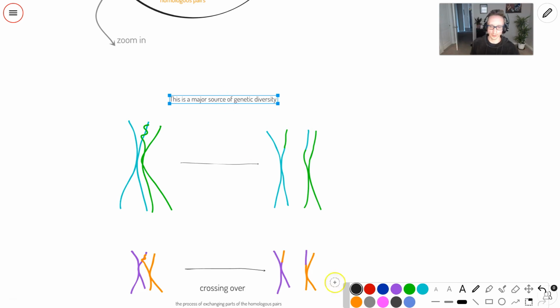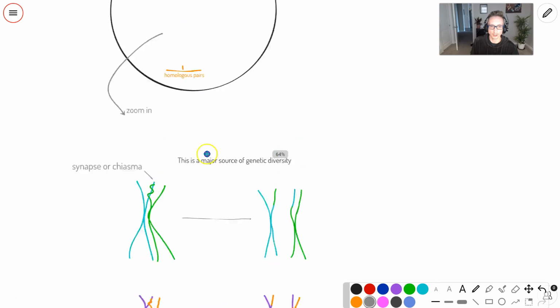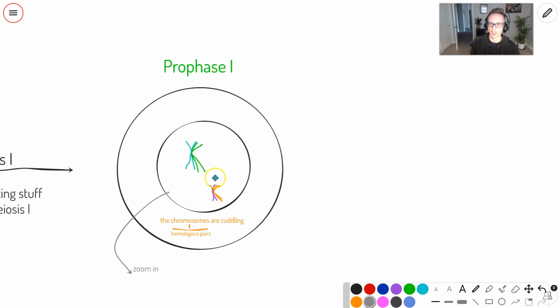Okay, and this is only one source. There's another major source of increasing our genetic diversity. This little part here is called a synapse or chiasma, where they come together. Really know this, crossing over, and that this is a major source of genetic diversity, and it occurs in prophase 1. So in meiosis 1, in prophase 1.